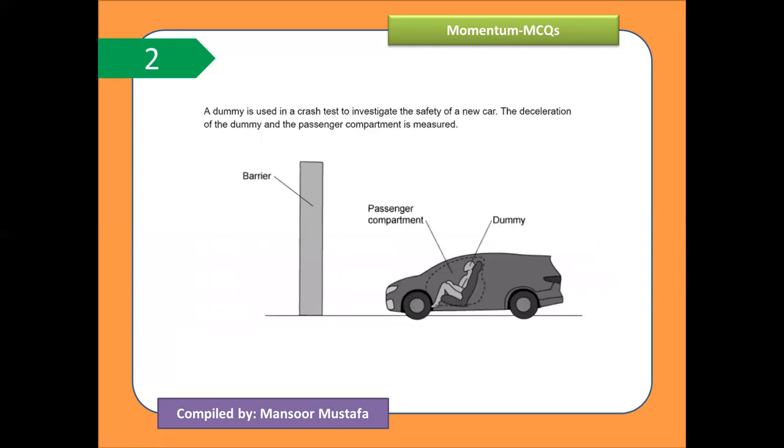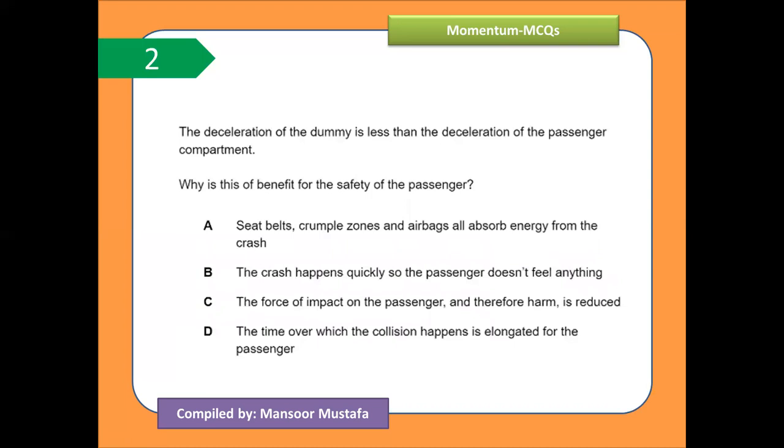Now moving to the next question, this is a very important question in terms of momentum. The question is that a dummy is used in a crash test to investigate the safety of a new car. The deceleration of the dummy and the passenger compartment is measured. The deceleration of the dummy is less than the deceleration of the passenger compartment. Why is this a benefit for the safety of passengers?